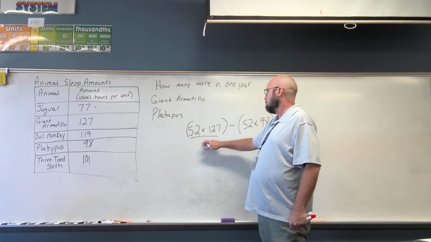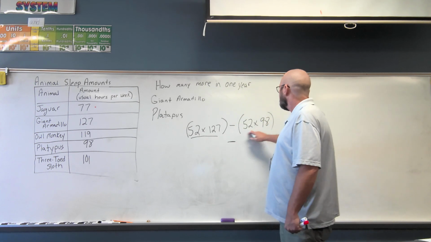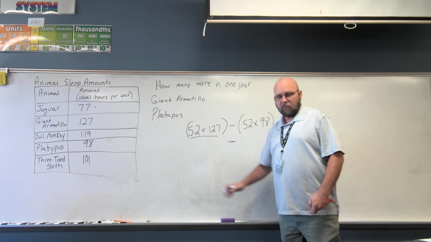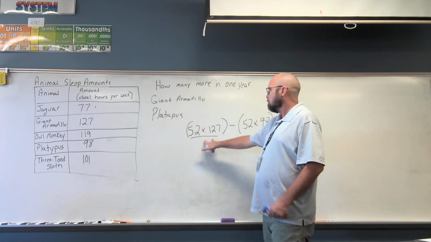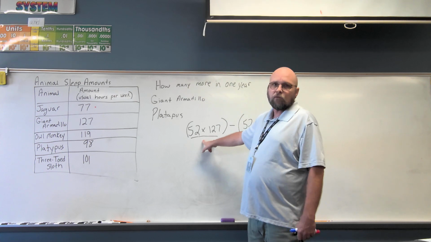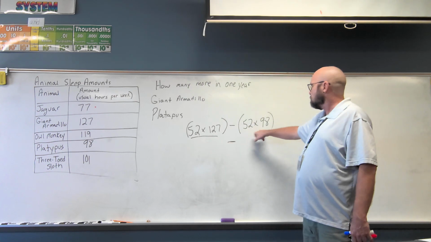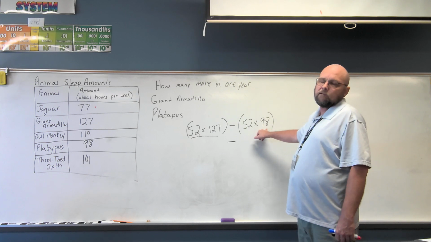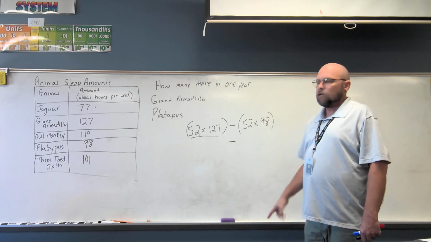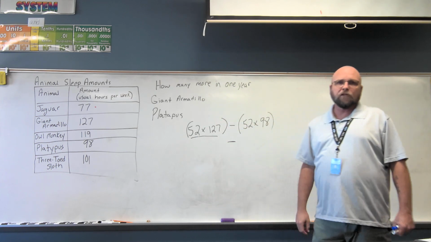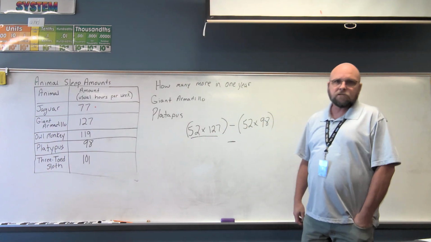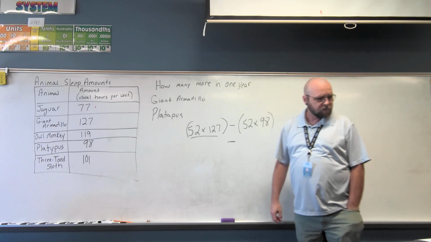52 times 127 would go there. We'd subtract 52 times 98. So whatever we get here, subtract whatever we get there, and that'd be our answer. Because this is the amount the giant armadillo gets in a year, 52 weeks in a year, 127 hours of sleep per week, 52 weeks in a year, 98 hours of sleep per week. And then once we know this and we know this, we just subtract. Put it in parentheses so that we know that we're doing the parentheses first. We do that, and then we do that. The parentheses are important just to help you signify what you do first.